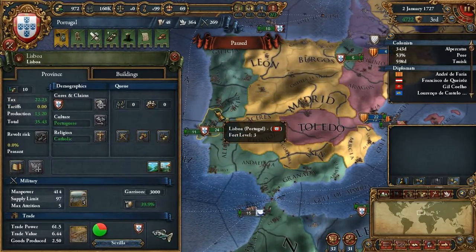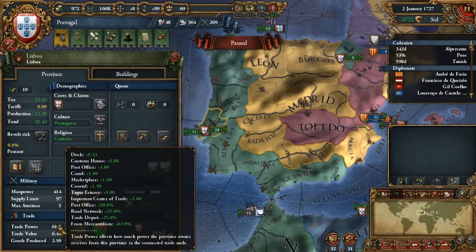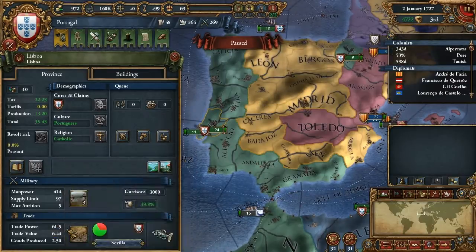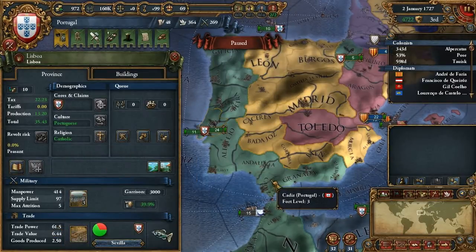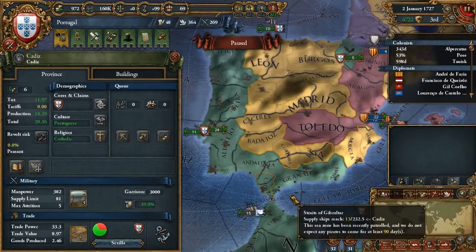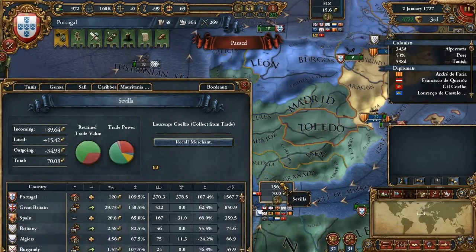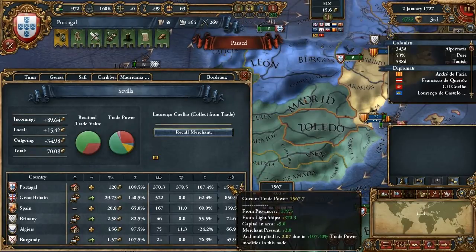Now the second thing that affects trade power a lot, if we hover over this, it should say capital somewhere along here. Capital +5, let's see, where is it? Importance of trade, no, I'm not seeing where. Oh, it will not actually affect the actual province. Let me just get to the right map mode. If we go in here and have a look, it'll say capital in the area. This also gives you +5.